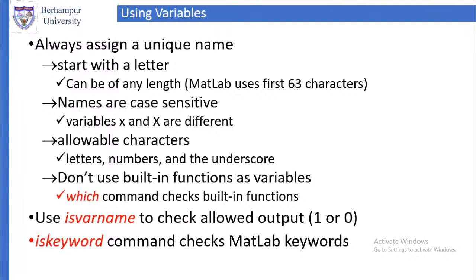Capital X will not take the value of little x. Automatically that is not done. They are separate. So names are always case sensitive. The characters that are allowed are the letters A to Z, all small letters, then capital letters, all are allowed. Numbers 0 to 9 are allowed, and the underscore. So you can write x underscore 2 or x underscore y. So that is also an allowed variable name.